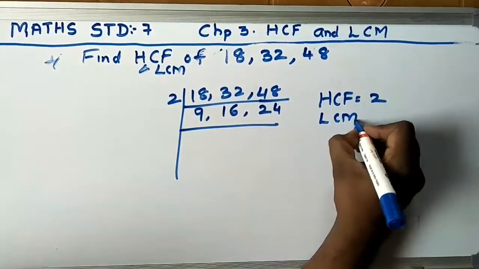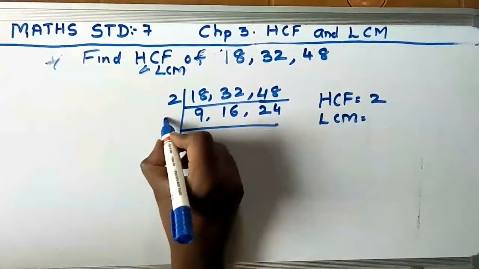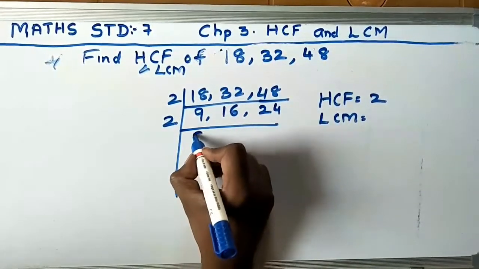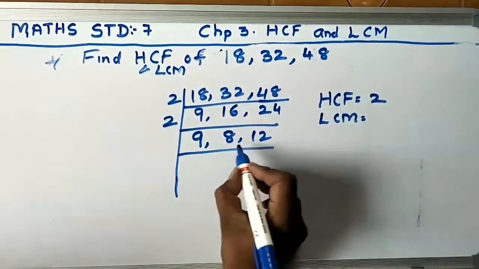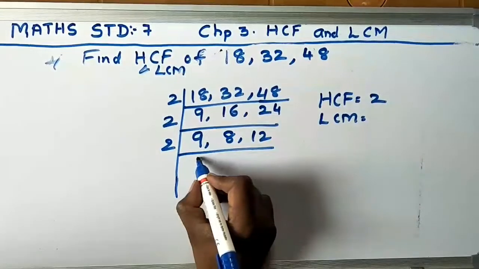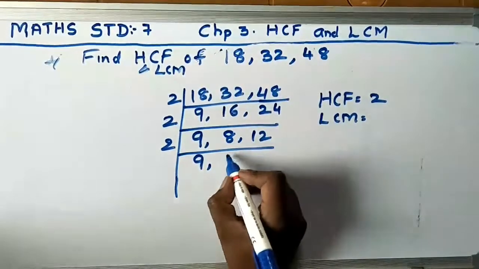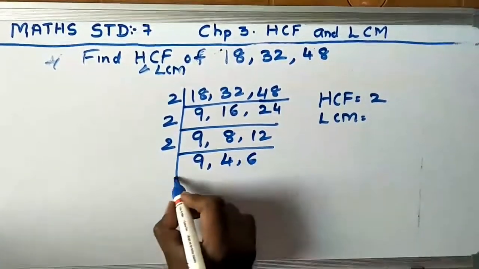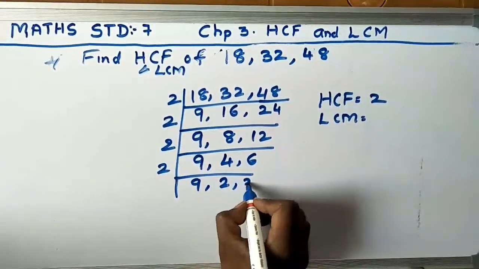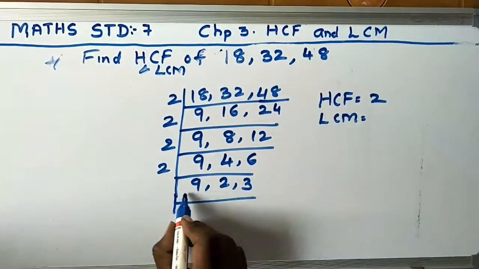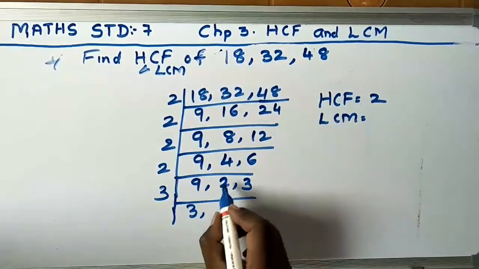But you want to find your LCM. For finding the LCM, you have to go further, because both of these go in the 2 table. 9 doesn't go in the 2 table, so you have to write it as it is. 16 goes 8 times, 24 goes 12 times. Again 8 and 12 go in the 2 table, 9 doesn't, so write it as it is. The number which doesn't go, you have to write as it is. 8 goes 4 times, 12 goes 6 times. Again in the 2 table, 9 doesn't go, 4 goes 2 times, 6 goes 3 times. Then 9 and 3 are divisible by 3. So 3 3s are 9, and 2 doesn't go in the 3 table.